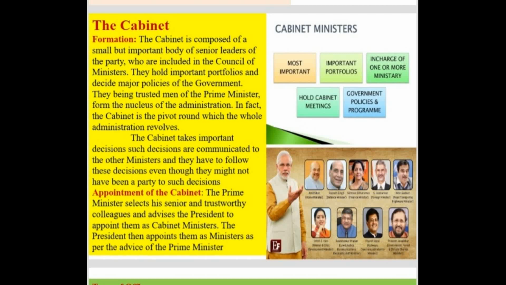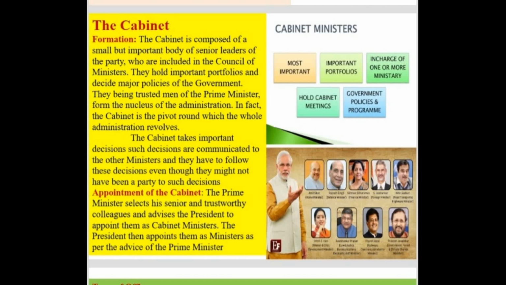Along with the Prime Minister, the cabinet will function by giving advice to the President in many such programs. And once the Prime Minister selects his trustworthy and senior leaders, he will send that list to the President, and the President will appoint them as cabinet ministers, and the President will later depend on the Prime Minister's decisions and those of such a cabinet.